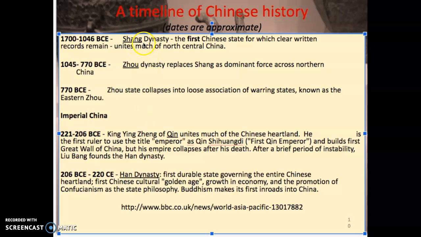And so we have the Shang Dynasty, you have the Zhou Dynasty, and then the Zhou Dynasty collapses. And then we have, if you remember, Emperor Xin from last unit. The first emperor, he built the Great Wall. Remember, the empire collapsed after his death. And then finally, we have the Han Dynasty from 206 BCE to 220 CE.